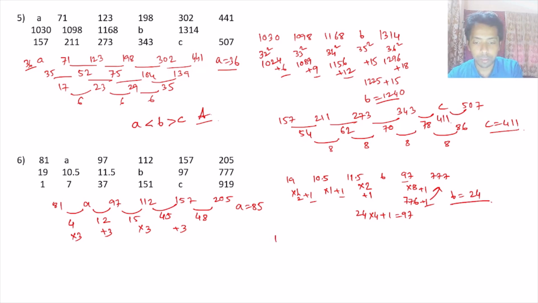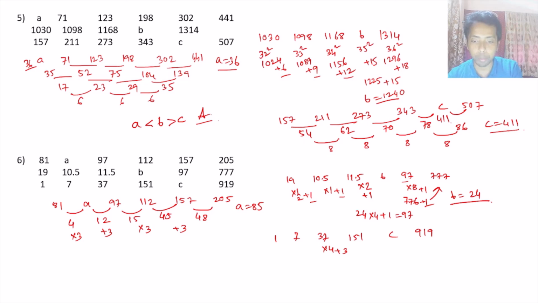Next: 1, 7, 37, 151, C, 919. Now see, 37, 151. We'll start from here because it seems close to a multiple of 4. 37 into 4 is 148, 148 plus 3 gives 151. Whenever this kind of scenario comes, with 37 a multiple of 4, just double the base number and again double it. That will serve the purpose. 37 doubled is 74, 74 doubled is 148. 148 plus 3 means 151.